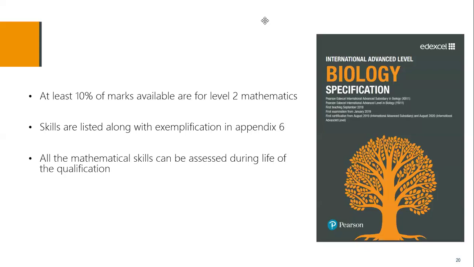The mathematical skills that can be assessed and examples of how these skills might be assessed are given in Appendix 6 of the specification. It's very important to note that assessment of mathematical skills is not limited to the examples provided in this appendix. Individual skills shown in bold in the appendix would only be tested in the IA2 year. So they would only come up in units 4, 5, and 6.